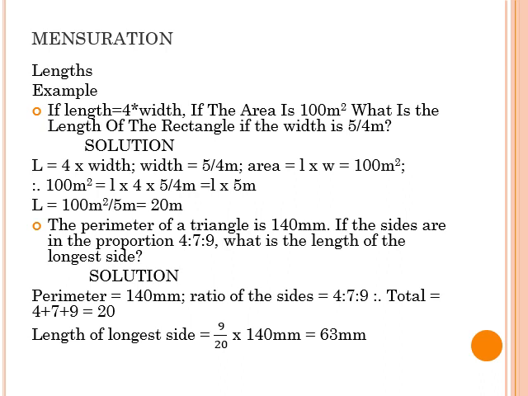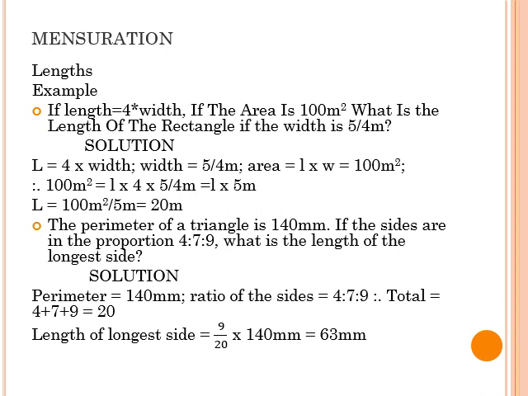But mind you, the formula for finding the area of a rectangle is equal to the length times the width, or length times breadth. And here we are dealing with width, so it's length times width. Therefore, the 100 meters square is equal to the length, which is L here, times 4 times 5 over 4. When we multiply out, we'll have L times 5 meters is equal to 100 meters square. So when we make L the subject of formula, we'll have 100 meters square over 5 meters. So the length is equal to 20 meters.